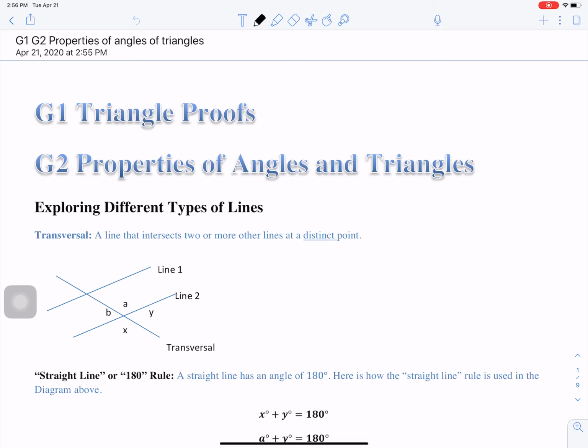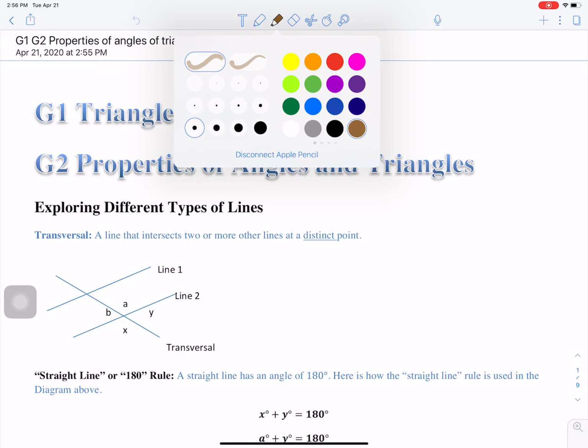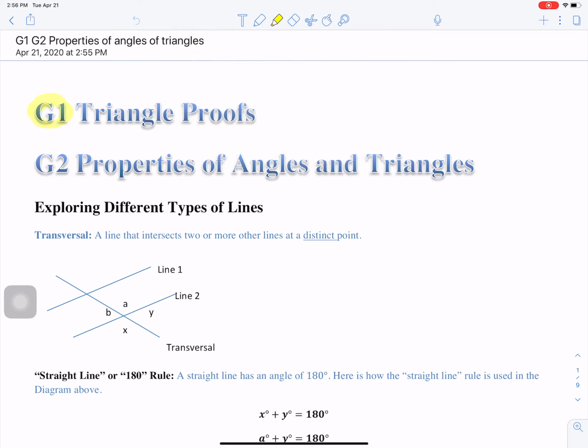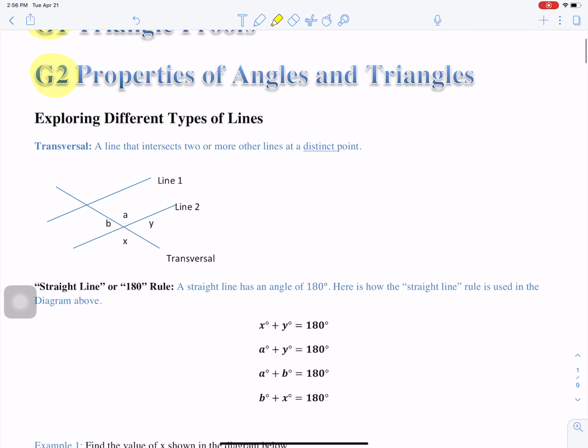So this is the start of our G1, G2 outcome. We're talking about a lot of geometry, so we're going to do lots of things with lines and triangles, properties of angles, doing some proofs. So let's first explore some of the different types of lines that we can have.